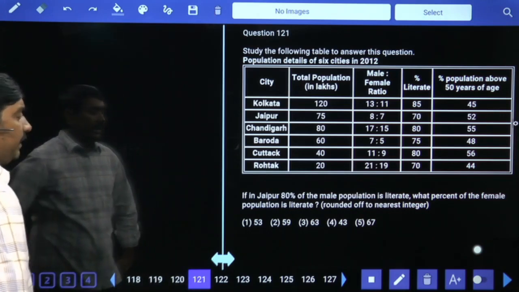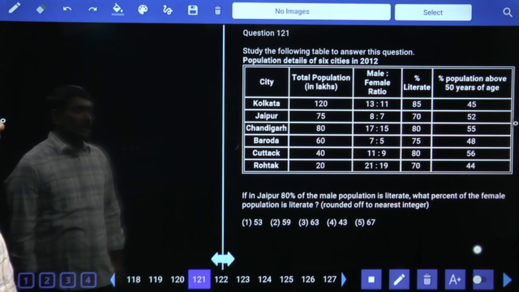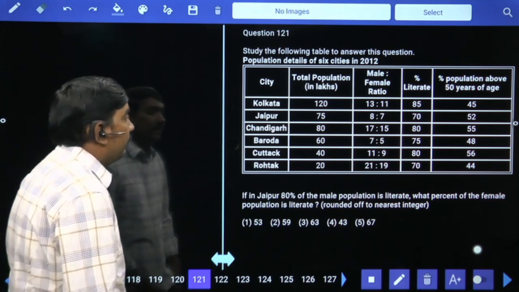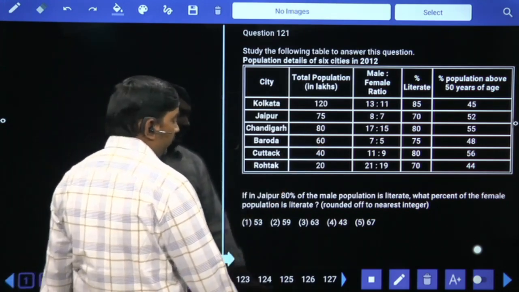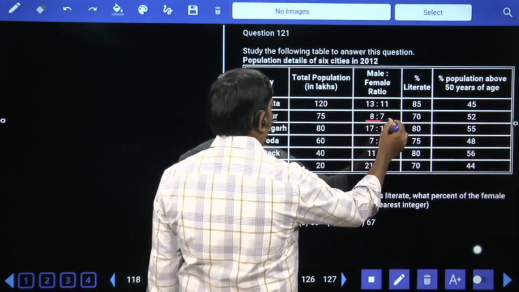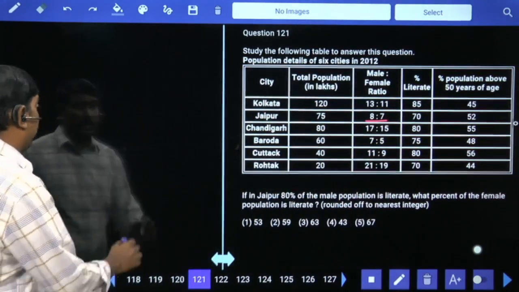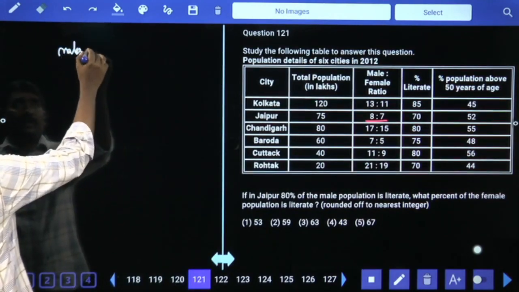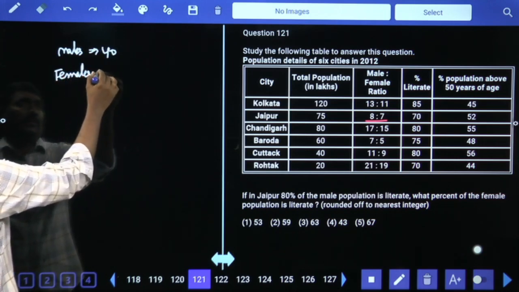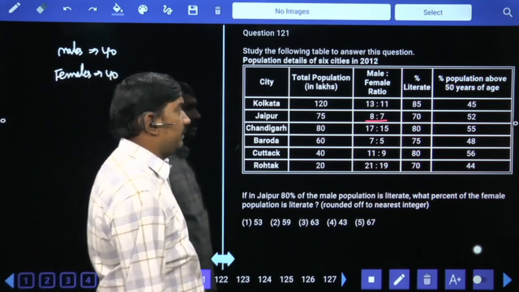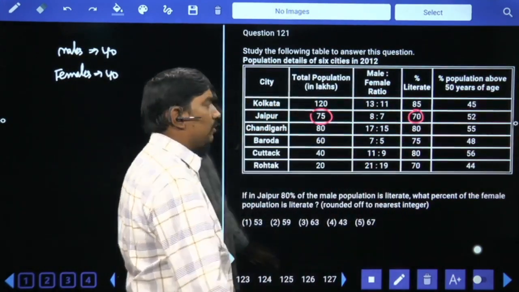If in Jaipur 80% of the male population is literate, what percent of the female population is literate? Jaipur total is 75 lakhs. In this 75 lakhs, male female ratio is 8:7. 8 plus 7, 15 parts value 75, 1 part value 5. Males are 40, females are 35 lakhs. And total literates are 70%, 70% of 75.